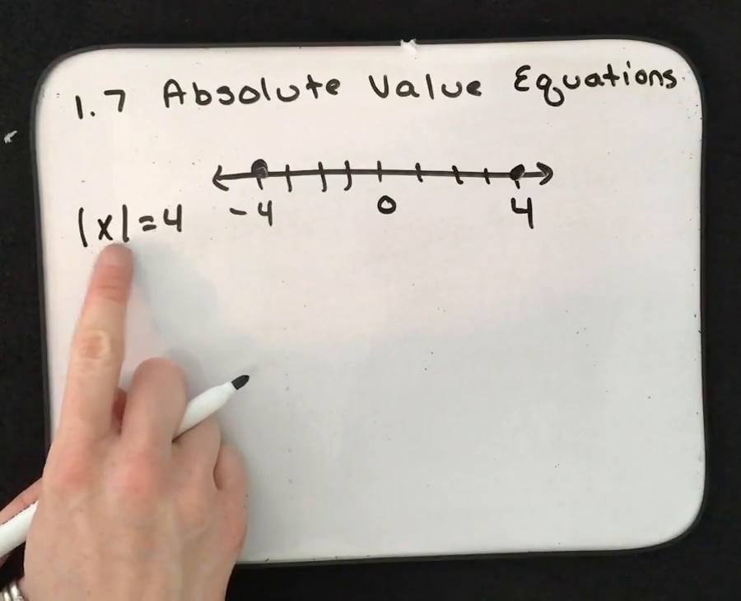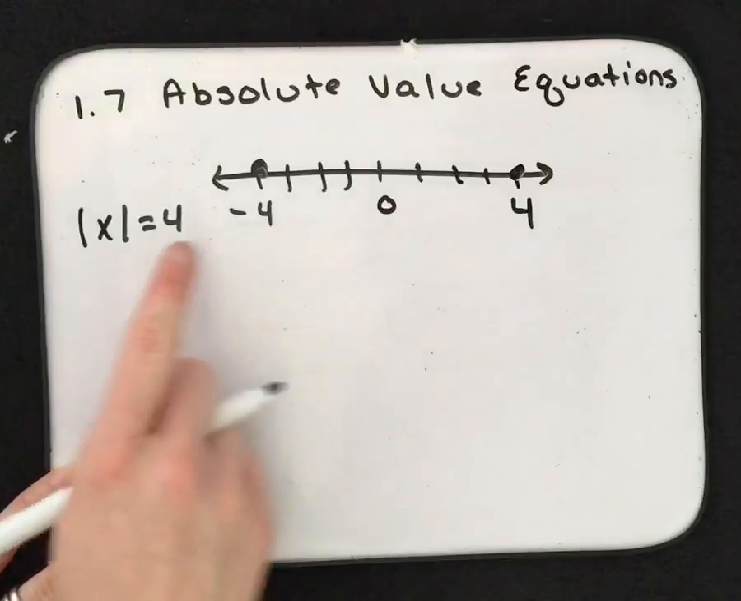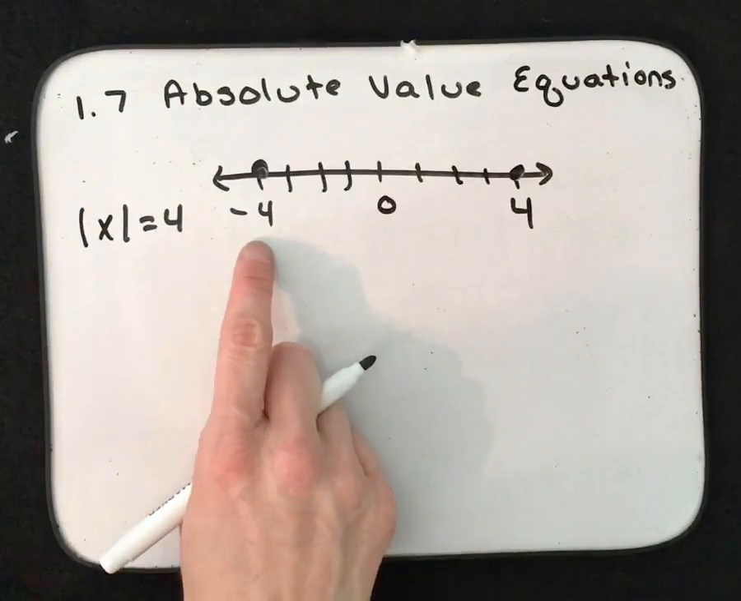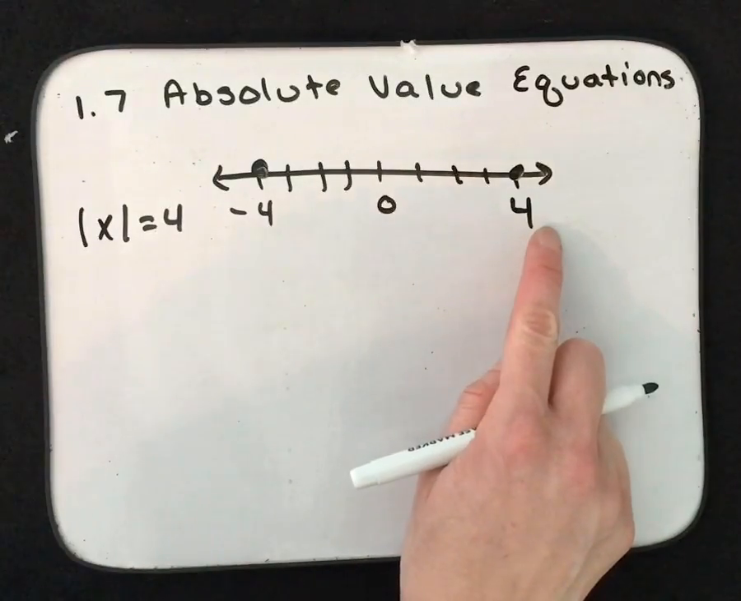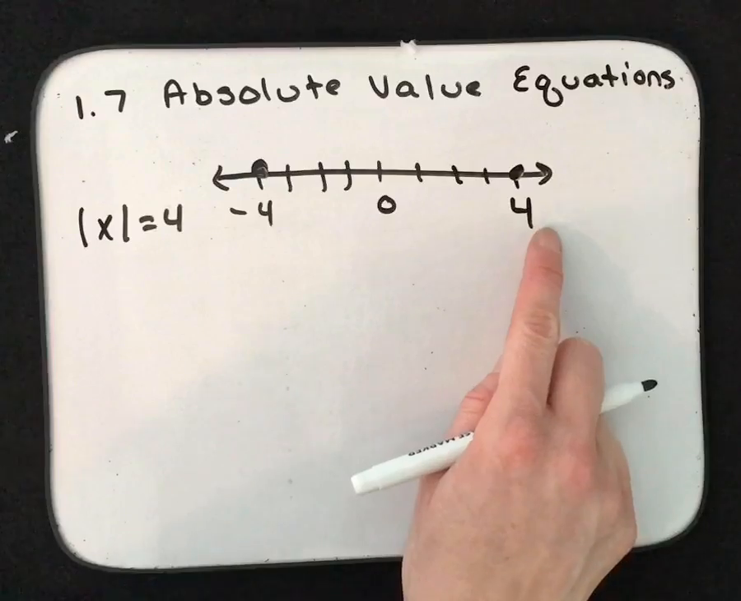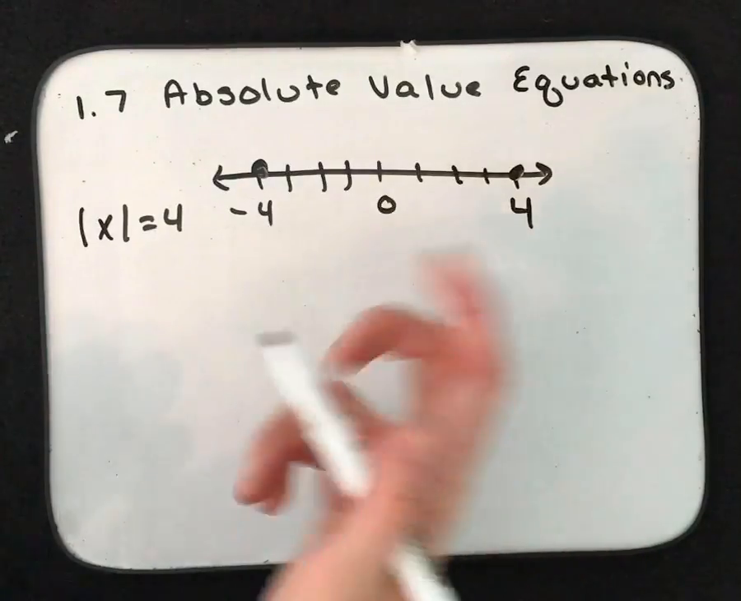So this reads the absolute value of x equals 4, which means that x could be negative 4, signifying 4 spaces from 0 in the negative direction. Or x could be positive 4, signifying the value of 4 spaces in the positive direction. Let's look at an example.